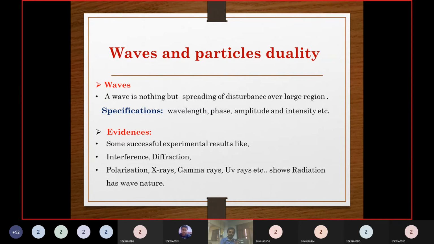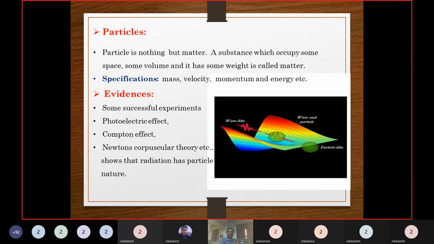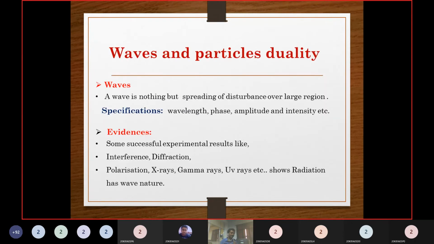Okay, this is about the wave. Now coming to the particle. Did you understand what a wave is? If something has wave nature, it should satisfy interference, diffraction and polarization. Then only can we conclude that the light or radiation has wave nature.